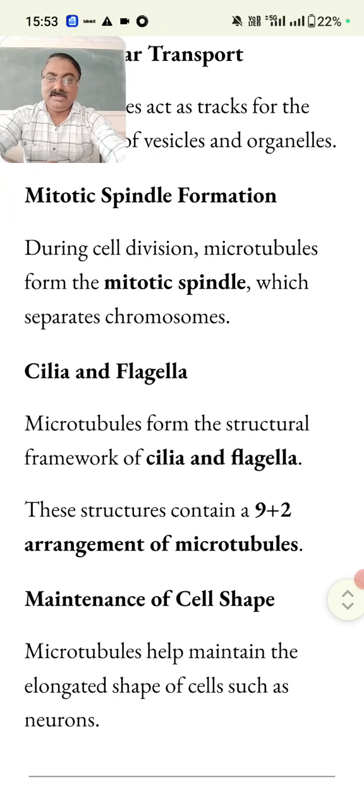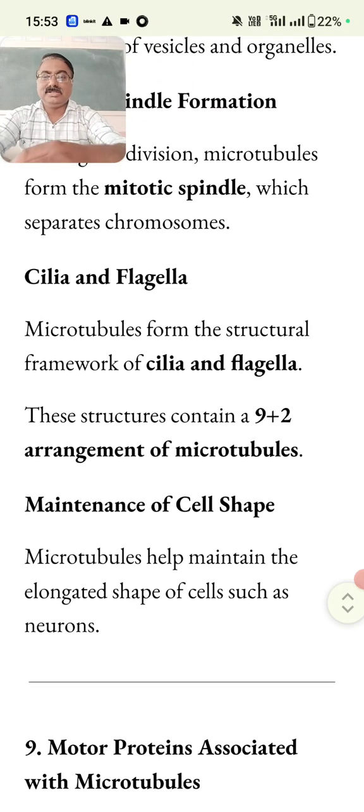Cilia and flagella. Microtubules form the structural framework of cilia and flagella. These structures contain a 9+2 arrangement of microtubules, which helps in movement of the cells. Maintenance of cell shape: microtubules help maintain the elongated shape of cells such as neurons.